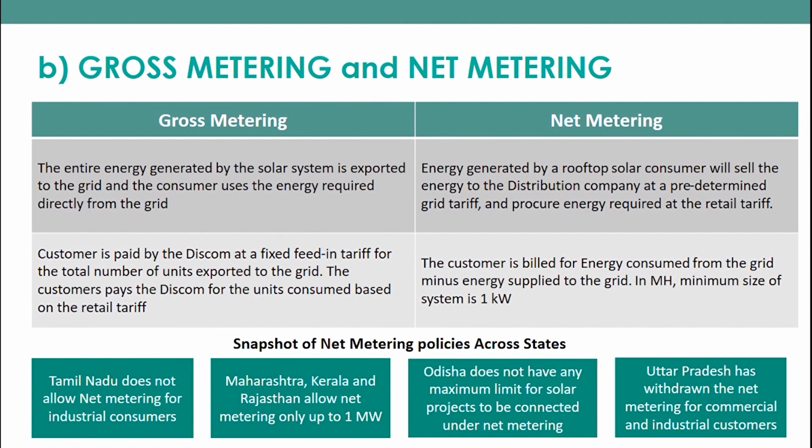Each state has different policies regarding net metering and gross metering. Generally, for different categories of consumers, the rules and regulations are very different. For example, Maharashtra and Kerala and Rajasthan do not allow net metering beyond 1 megawatt. Tamil Nadu does not allow net metering for its industrial customers.